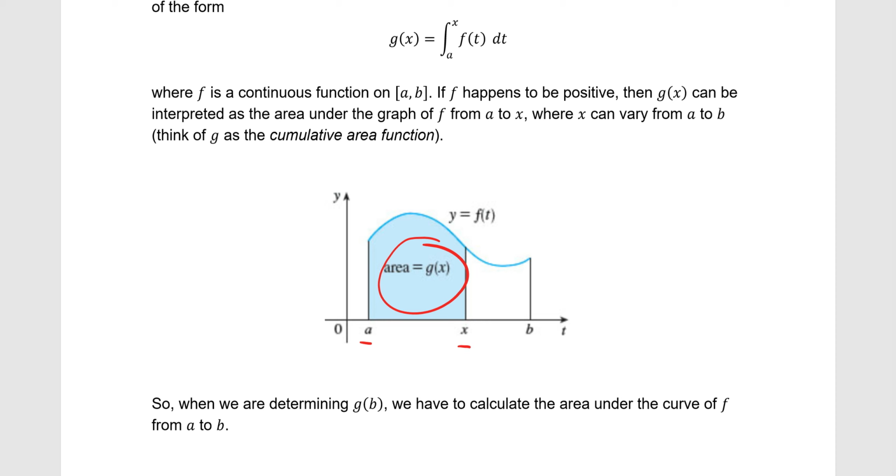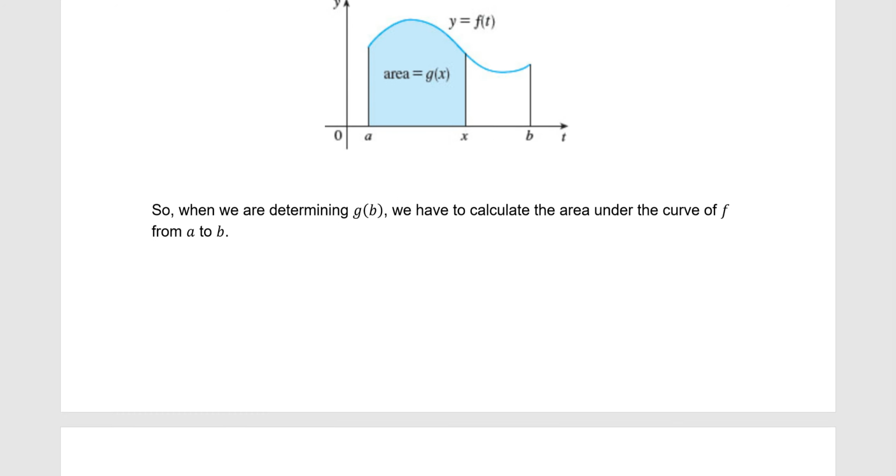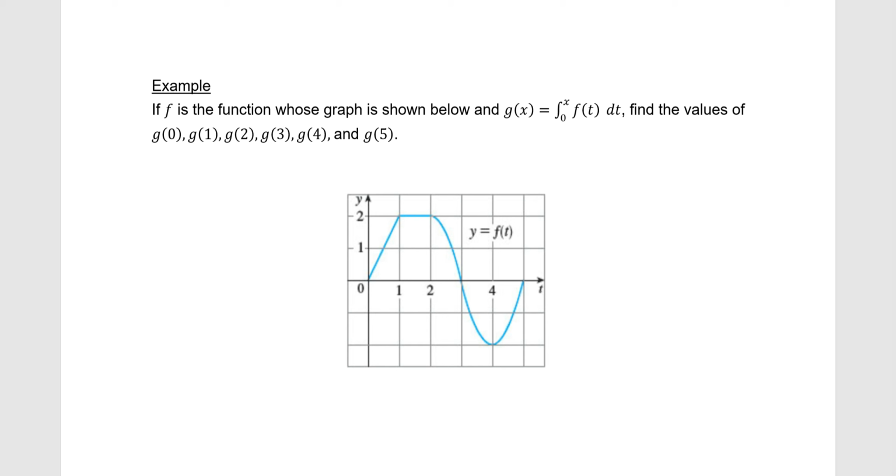So for some of these questions, we're going to be asked to find g of b, where b is going to be some number. So what we're going to have to do is calculate the area under the curve of f from a to b. So that would be this whole entire area from a to b, and this upper bound would be b if we're trying to find g of b. Okay, so let's go ahead and see an example here.